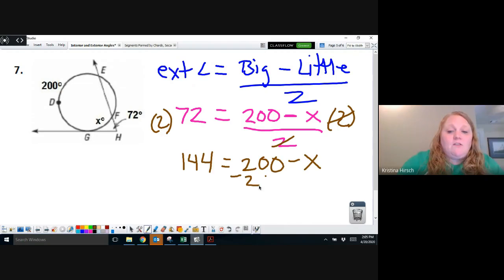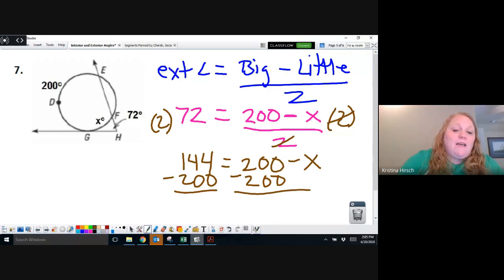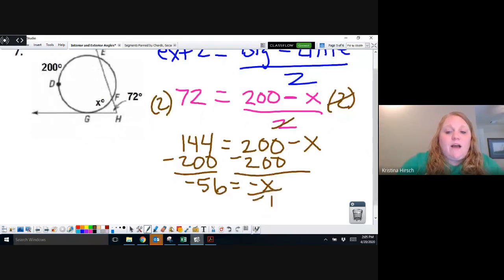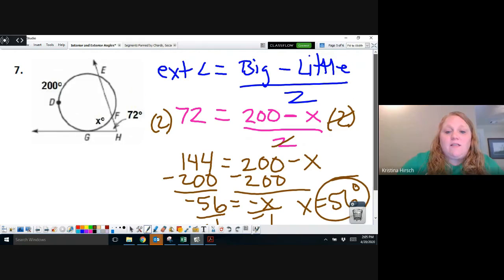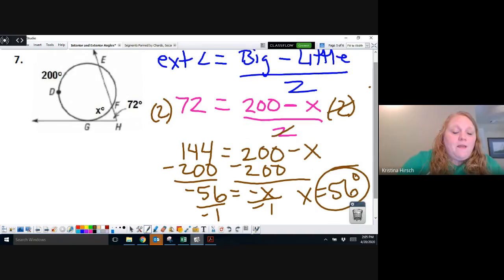I'm going to subtract 200 from both sides. So I get negative 56 equals negative x. And because we need x to be positive, we can divide by negative 1, and x would be positive 56. All right, so what we just figured out is that this arc is 56 degrees. Just this little piece right here. All right, that arc is 56 degrees.